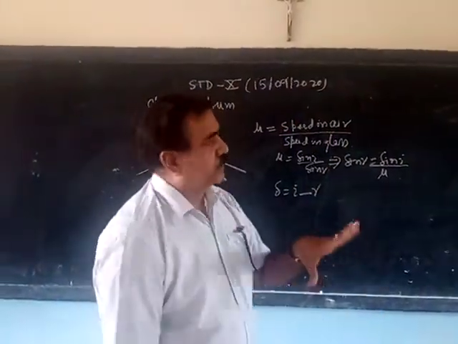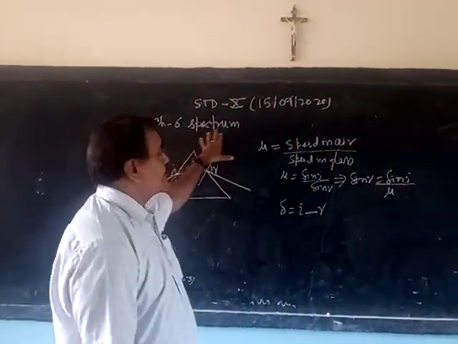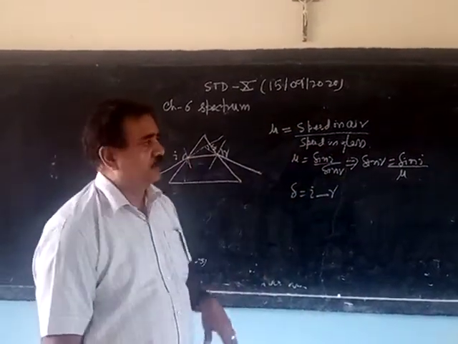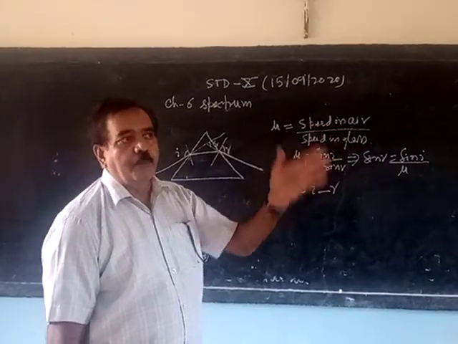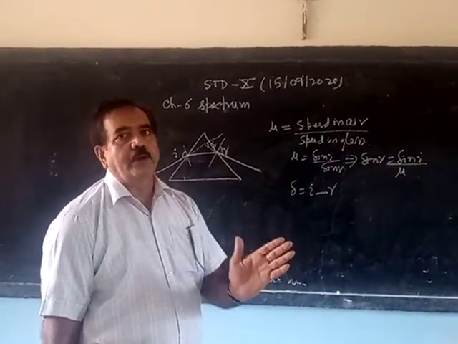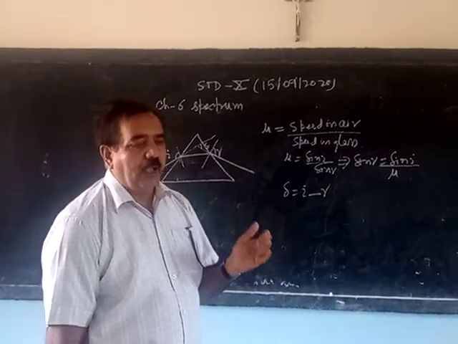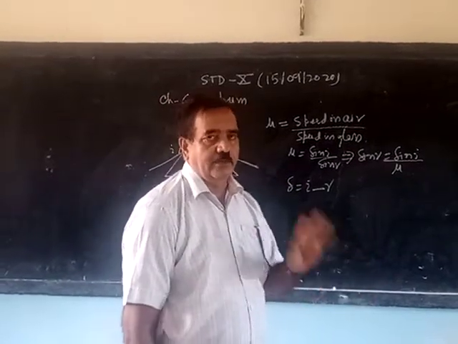Today in physics I am going to start the new chapter, that is Spectrum, Chapter 6, the last chapter of light. In this chapter you have to study mainly the properties of the ray, individual property and common property, that you have to learn. Right? And the factors on which the deviation produced depends.